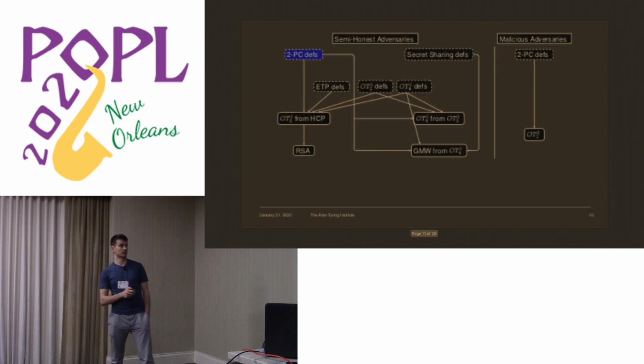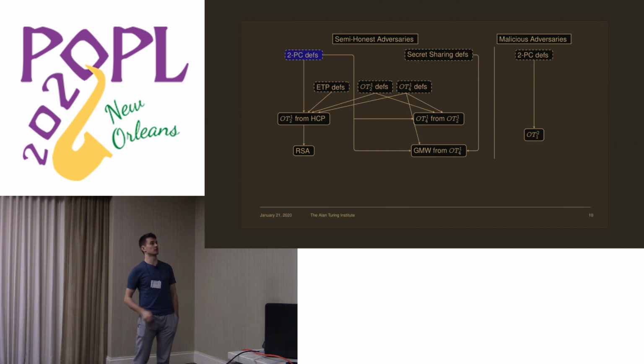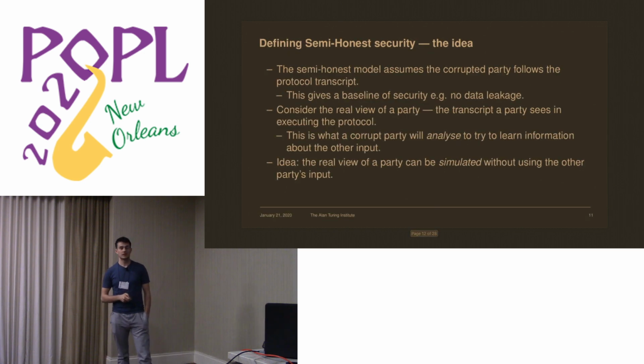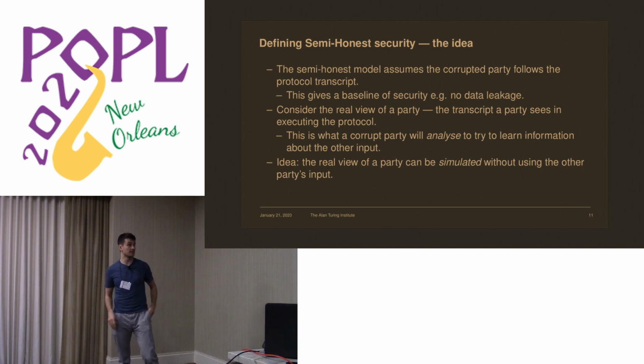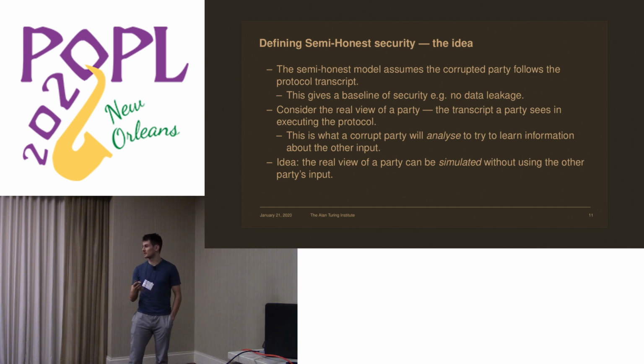So semi-honest security, this is the model. We're looking at this top left box here. The semi-honest model assumes that the corrupted party, so in a two-party setting, we assume one party is corrupt because we don't have any guarantees if both are corrupt, really. The party that's corrupt still follows the protocol transcript. It assumes that it doesn't deviate, it doesn't act maliciously. Now, this might seem like quite a weak notion of security, but it gives us this baseline.